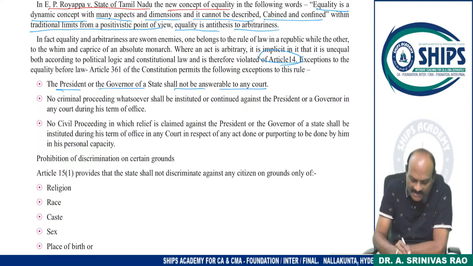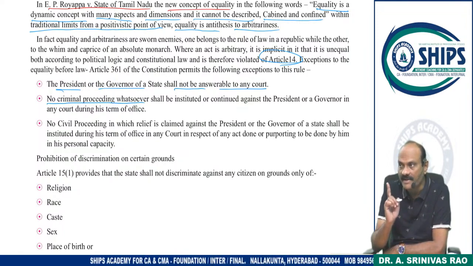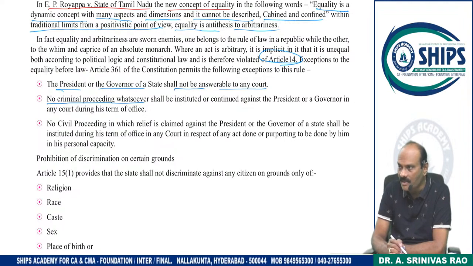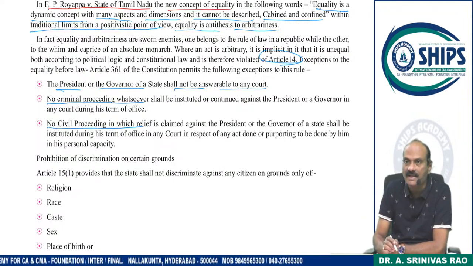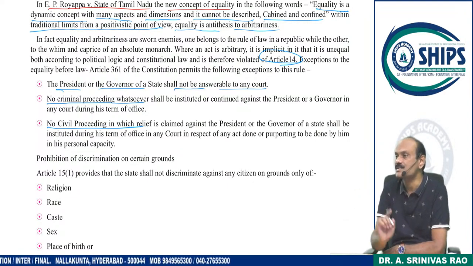And against the President and Governor, no criminal course of action, no case can be filed. Under the CrPC, they cannot be prosecuted. They have some immunity, nothing but all are equal except the President and Governor. Another one is against a President and Governor, there is no civil procedure code also, means no need to pay damages also.